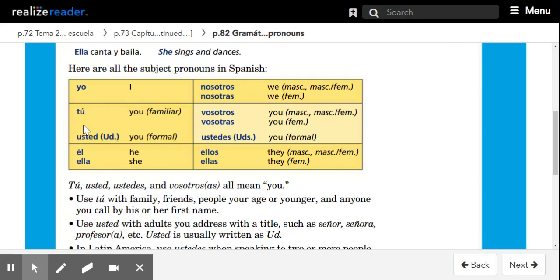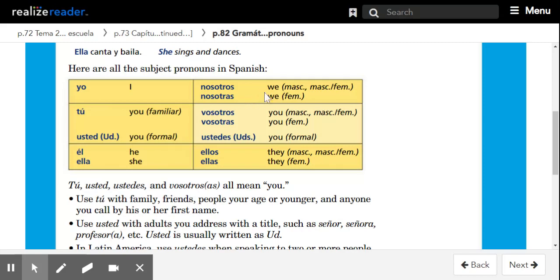Yo is I, tú is you, and that is the informal you. Remember that we learned earlier when you're speaking to someone informally, you use the word tú for you. And when you're speaking to someone formally, that you would normally say sir, ma'am, Mr., Mrs., then you use usted to those people. Él is he. Notice the accent mark on the E to let you know that it is he and not the. Ella is she. And moving up to the next column, nosotros and nosotras.